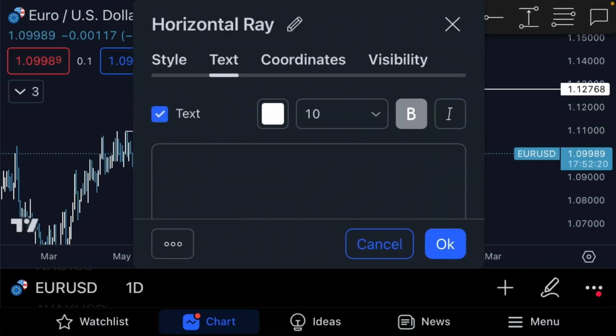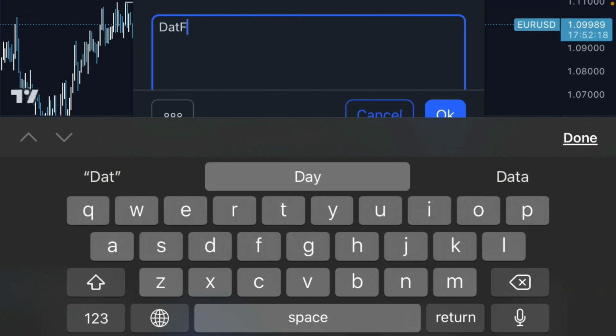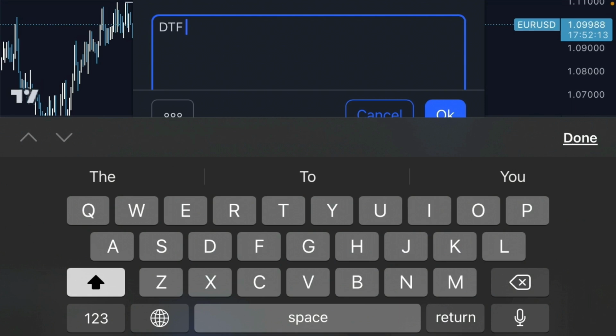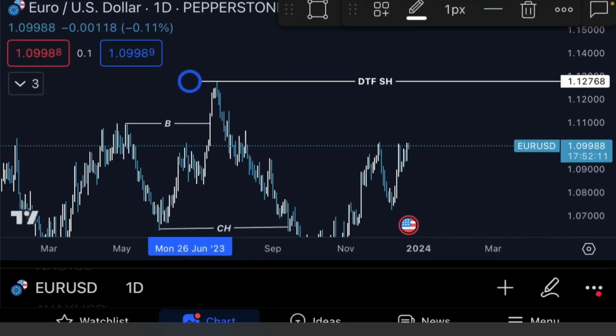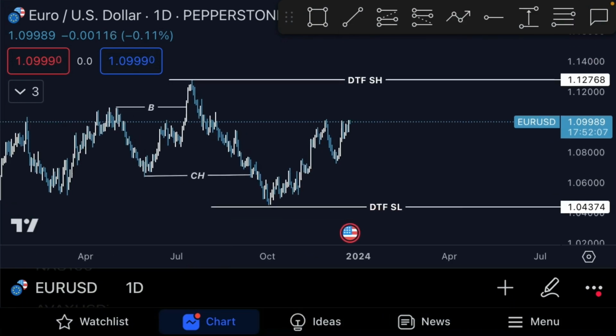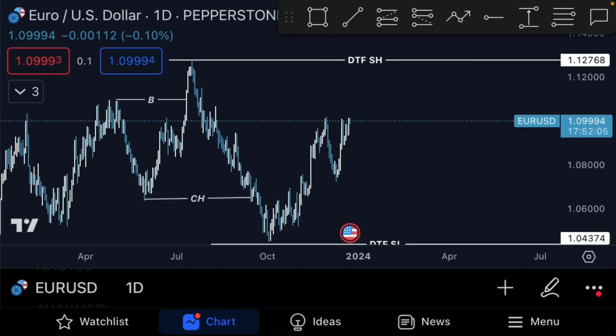So daily time frame swing high. So we're going to head on to zoom to the 1 hour time frame to know what is happening there.